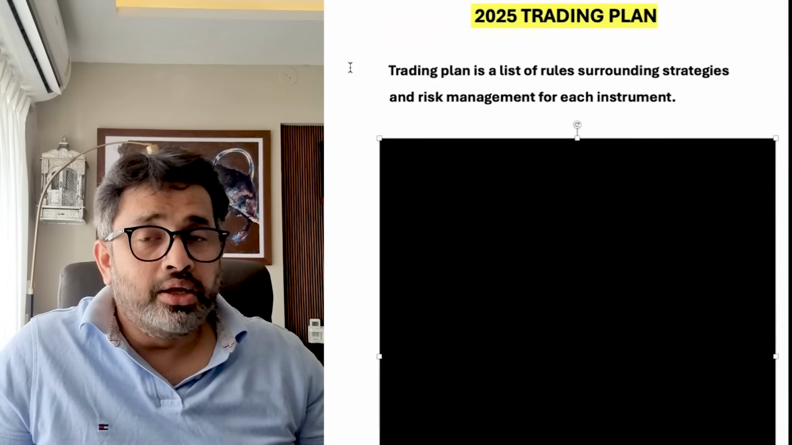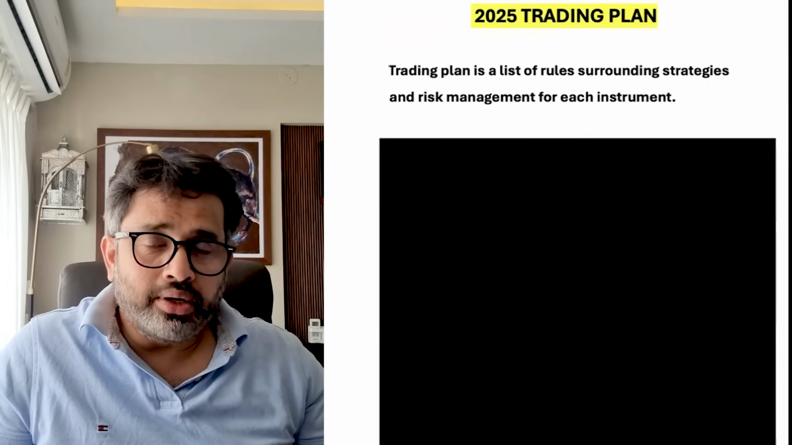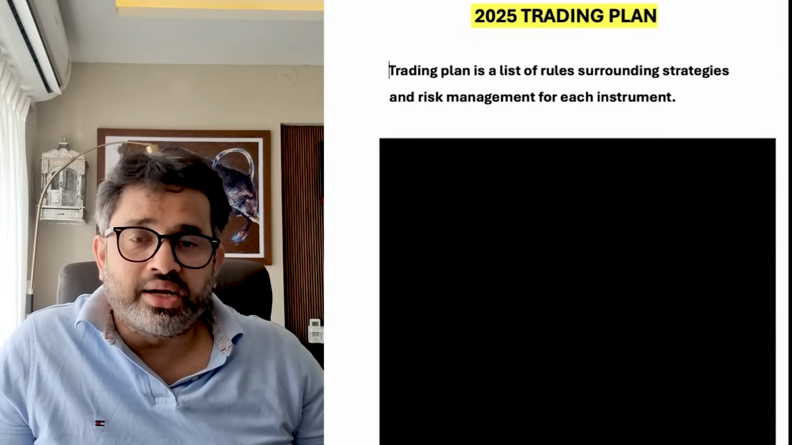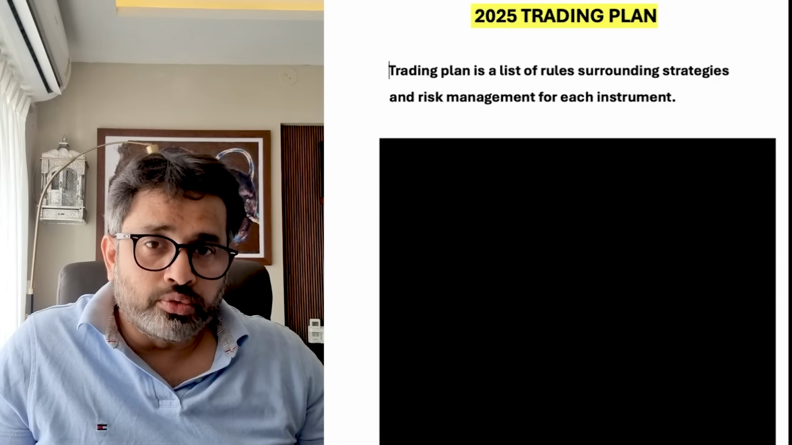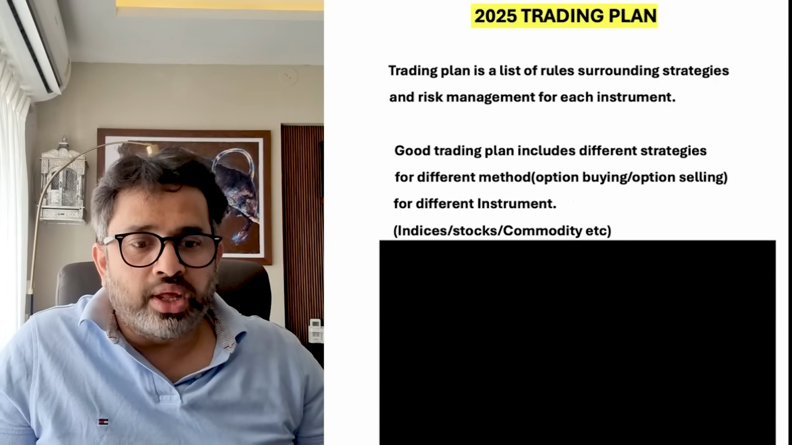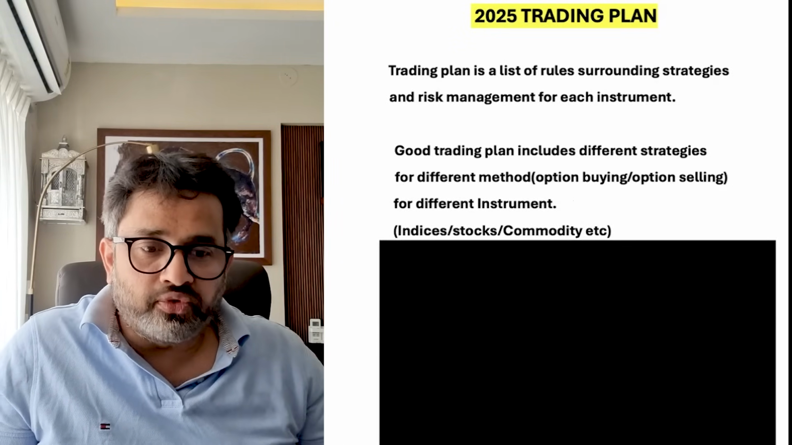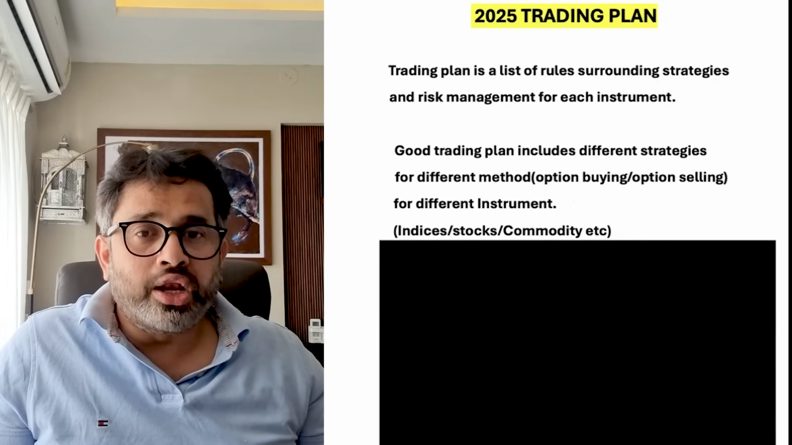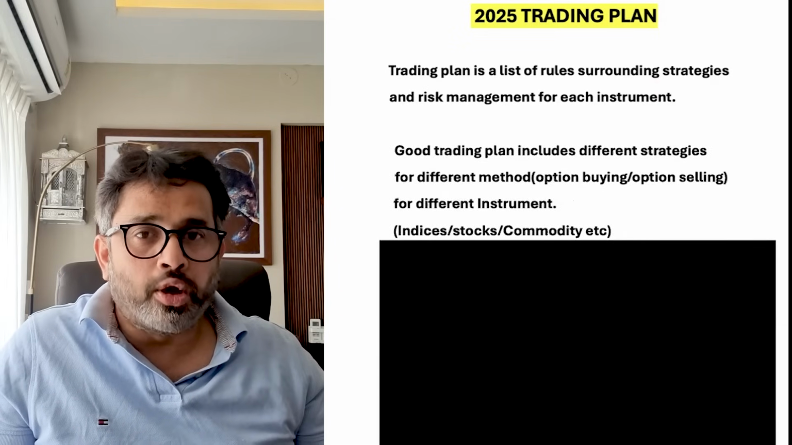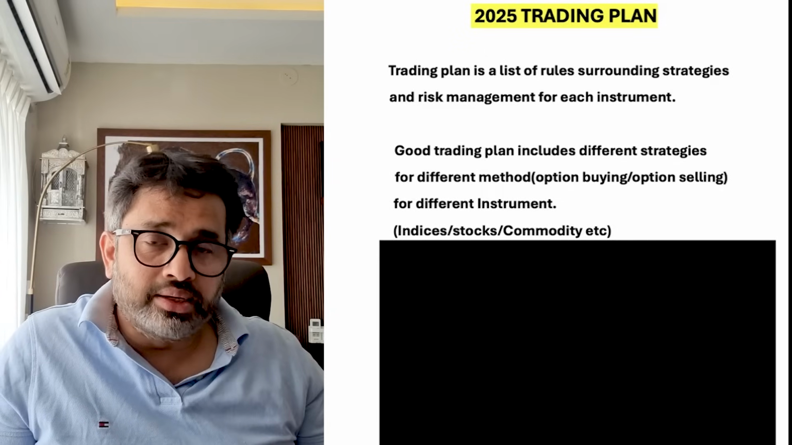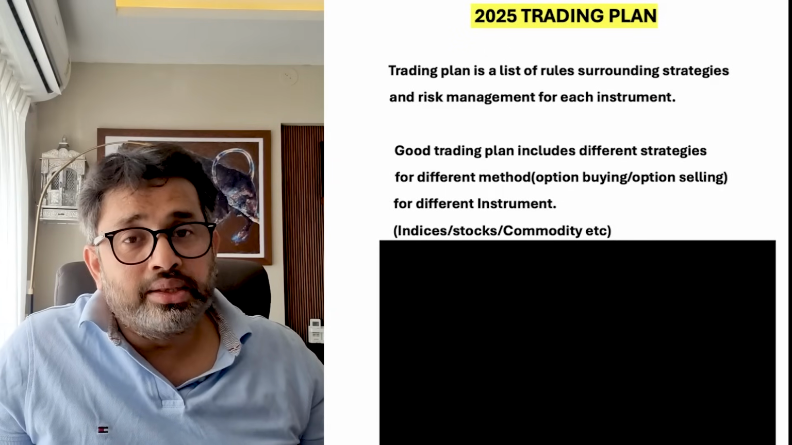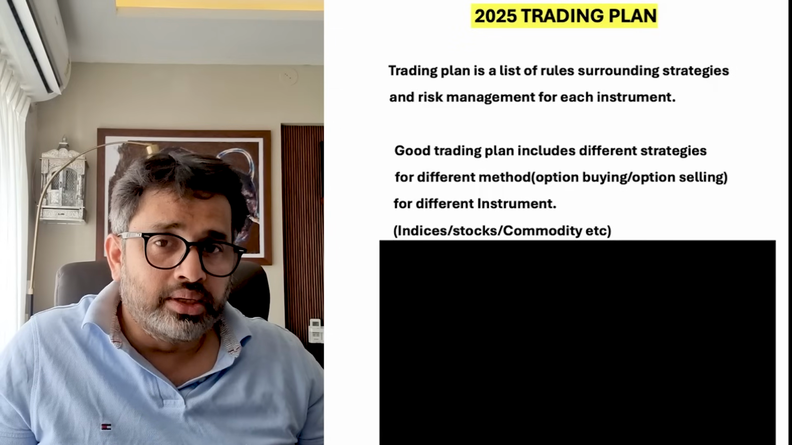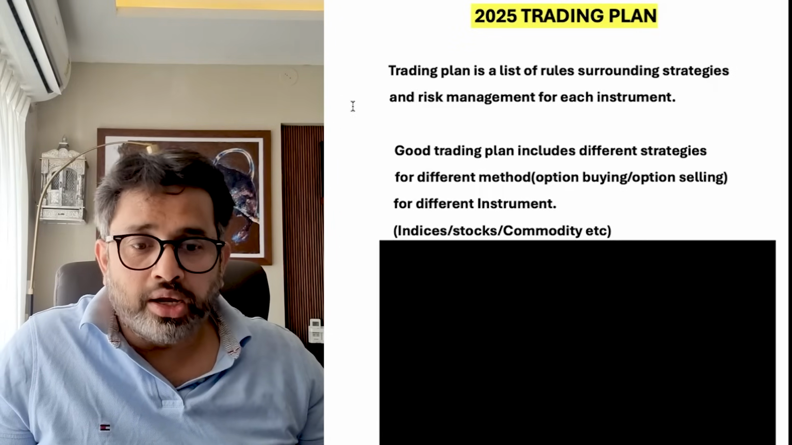Let us see what actually a trading plan is. Trading plan is nothing but having a list of rules surrounding strategies and risk management for every instrument. So one good trading plan should have different strategies for different methods, that is option buying or option selling. Maybe you are an option buyer, then what is your plan for option buying? Or if you are an option seller, especially an expiry date trader, then what should be your plan for trading that instrument? It could be indices, it could be stocks, it could be commodities.